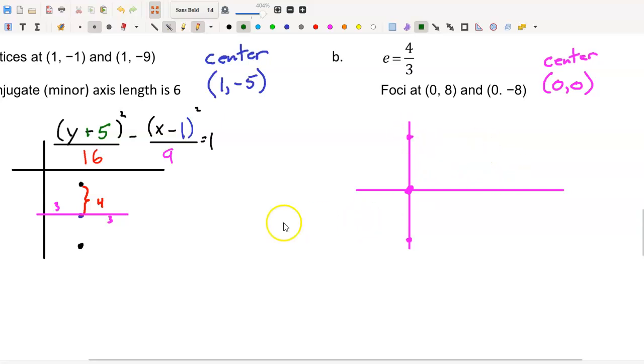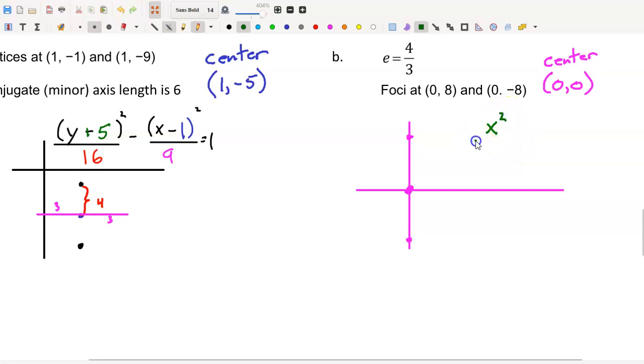So the foci and the vertices always tell you which direction it opens. If the vertices were vertical, it's opening up and down. The foci are vertical, opening up and down. All right. And then let's see here. So I can start doing the equation. Now, since the center is 0, 0, you don't need to write x minus 0 squared. You can just put x squared.